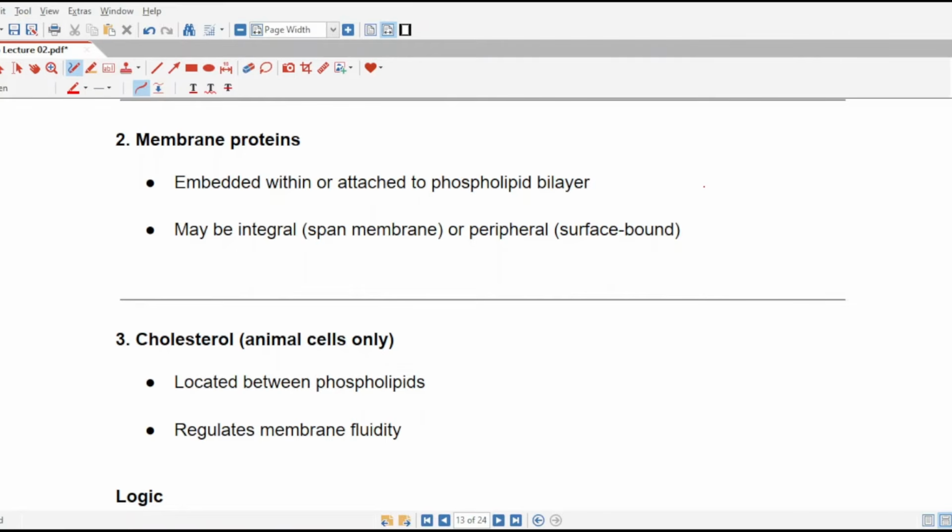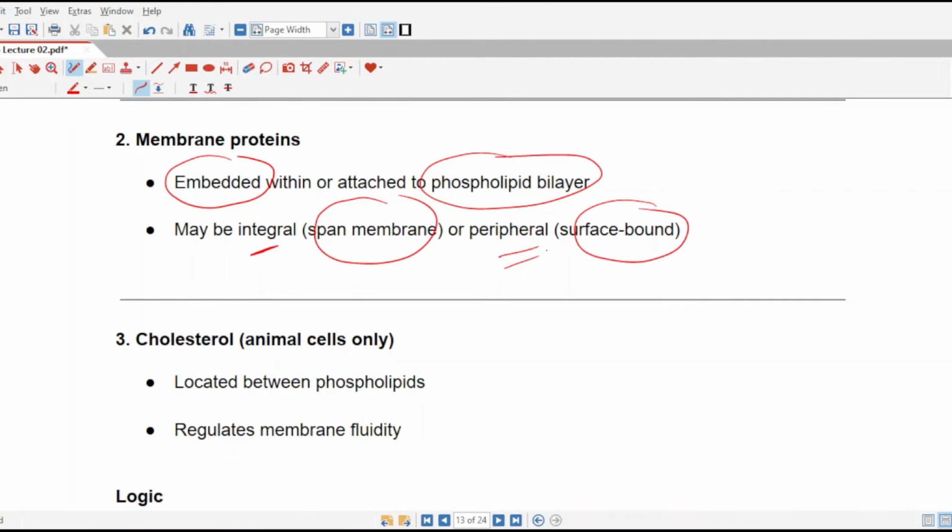Now let's discuss membrane proteins. We were studying the cell membrane, and in that cell membrane diagram we saw some proteins. Those are the membrane proteins, and that's why it is said that membrane proteins are embedded within or attached to the phospholipid bilayer. If the protein spans the whole membrane, then it is integral, and if the membrane protein is surface bound, then it is peripheral.